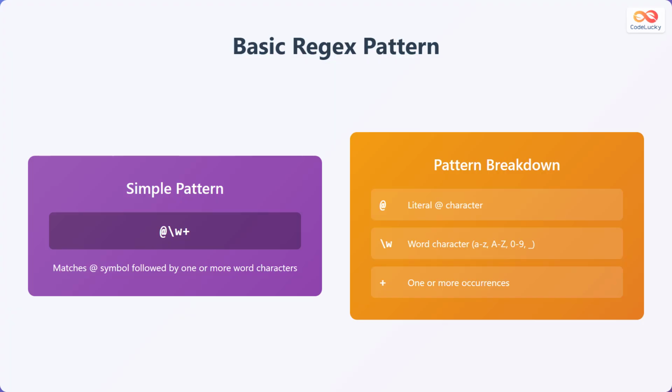Now let's break down this pattern. The @ symbol matches the literal @ character. \w represents a word character, which includes lowercase a to z, uppercase A to Z, 0 to 9, and the underscore character. The plus sign indicates one or more occurrences of the preceding character.